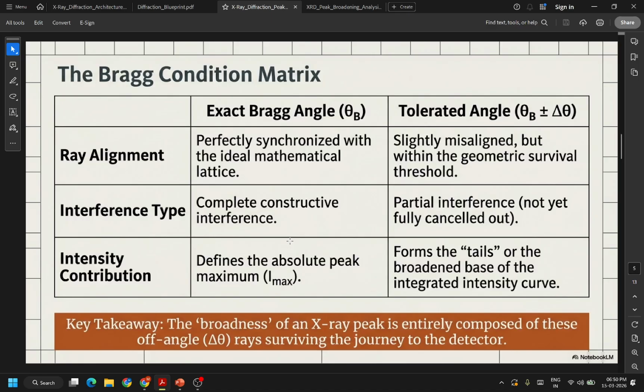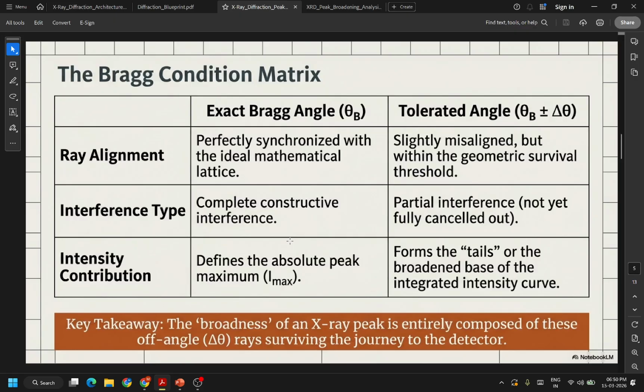So the exact Bragg angle is perfectly synchronized with the ideal mathematical lattice. The tolerated angle is slightly misaligned, but it is within the geometric survival threshold. So it is misaligned, but there is still scattering happening at this point. At the Bragg angle there will be complete constructive interference, whereas at the tolerated angle there will be partial interference. So there will be some part that is cancelled out and some part that is present. So the intensity would be less, but it won't be zero.